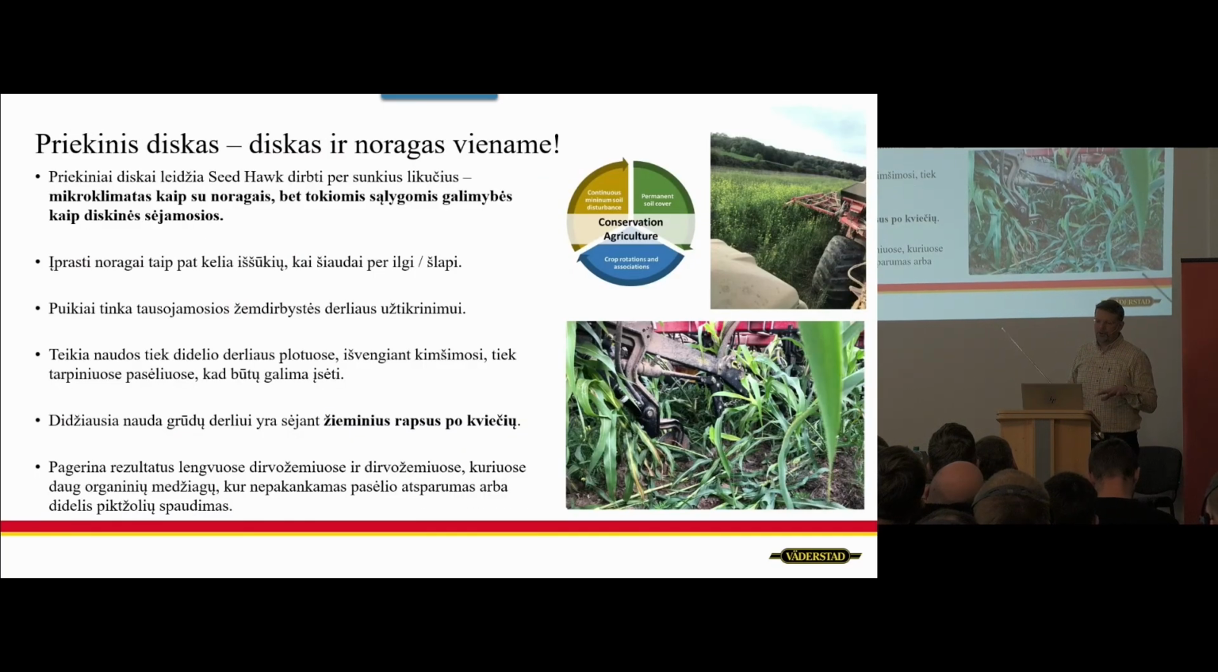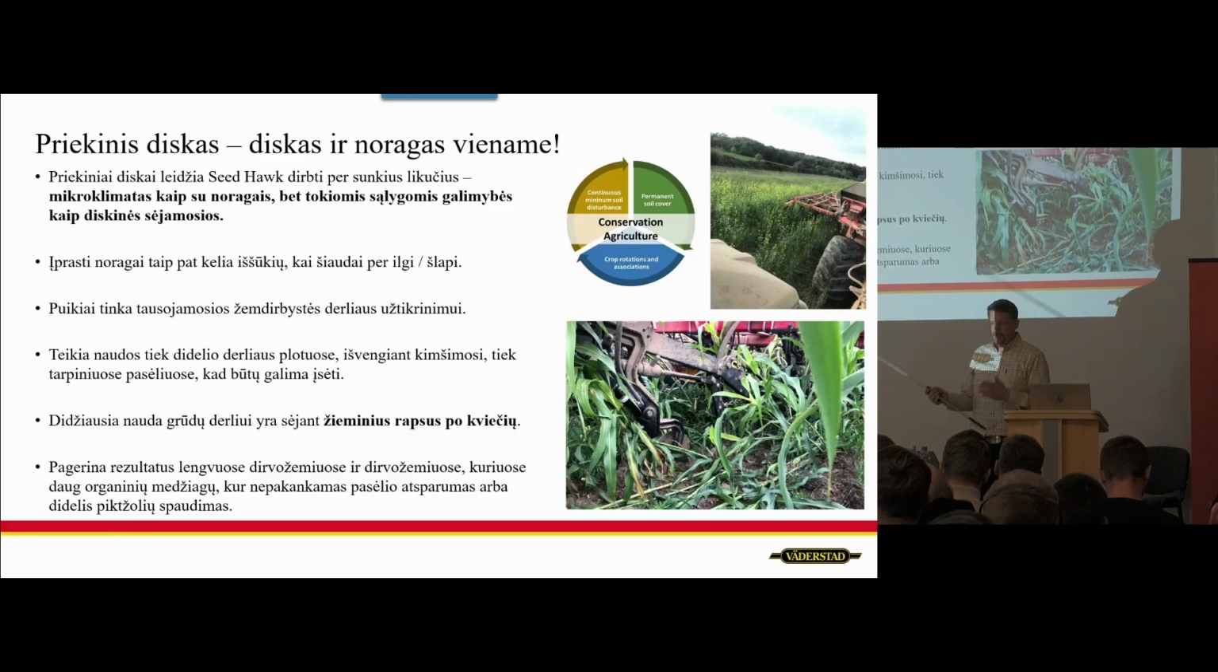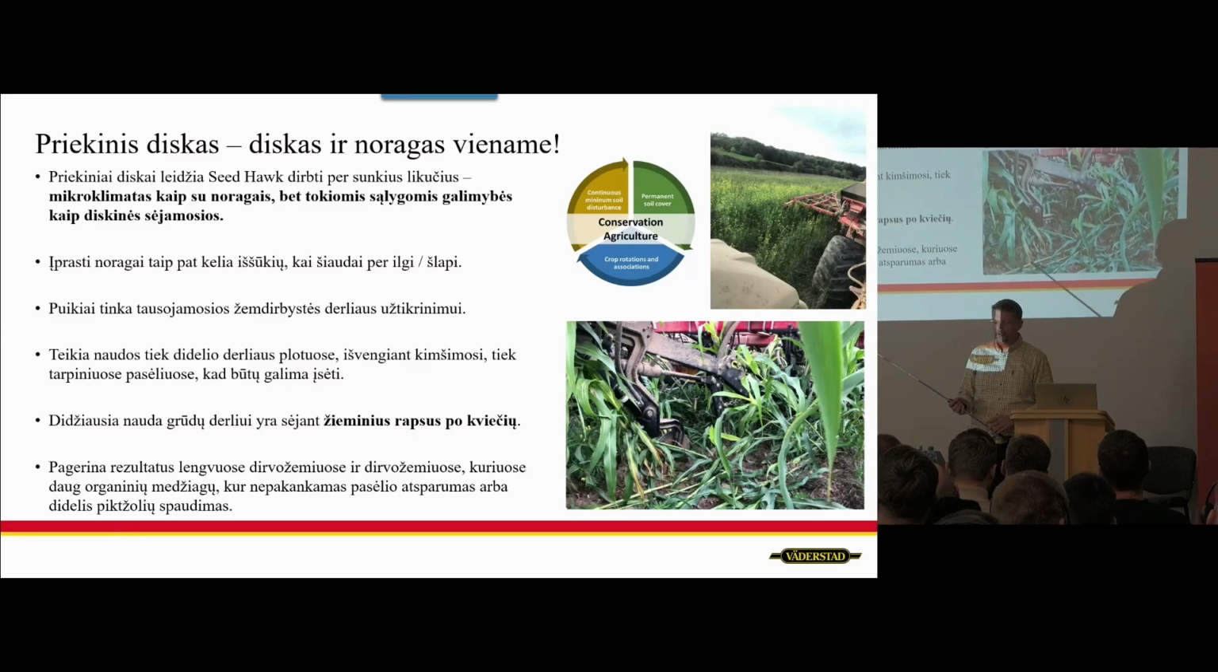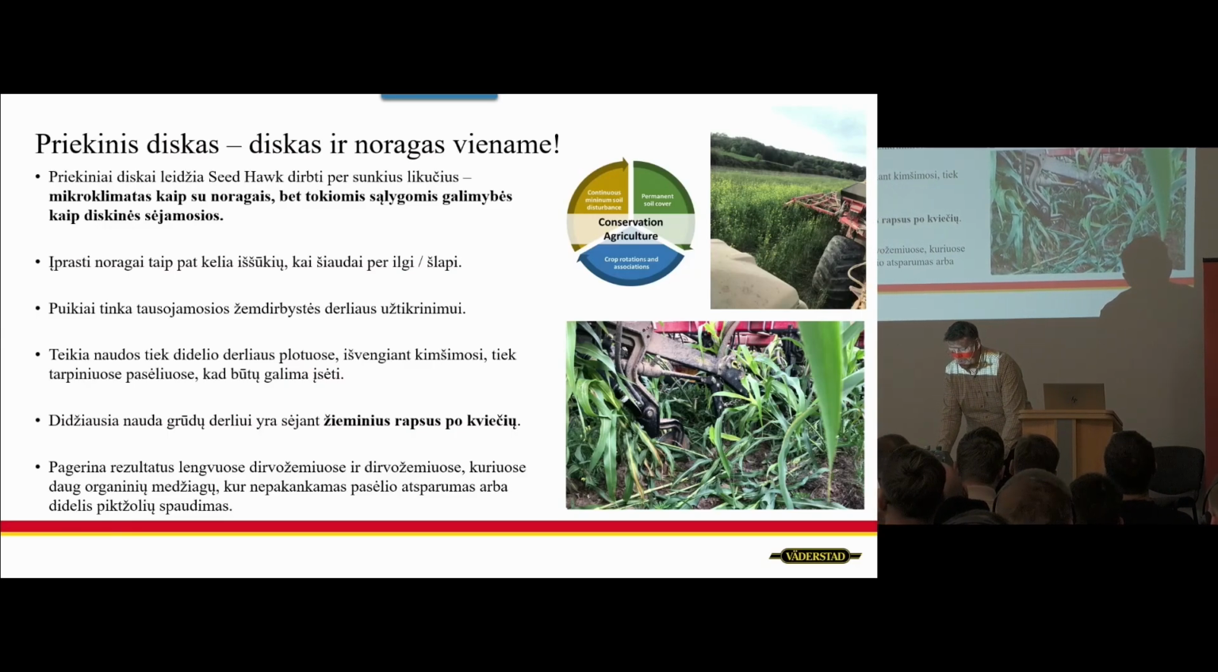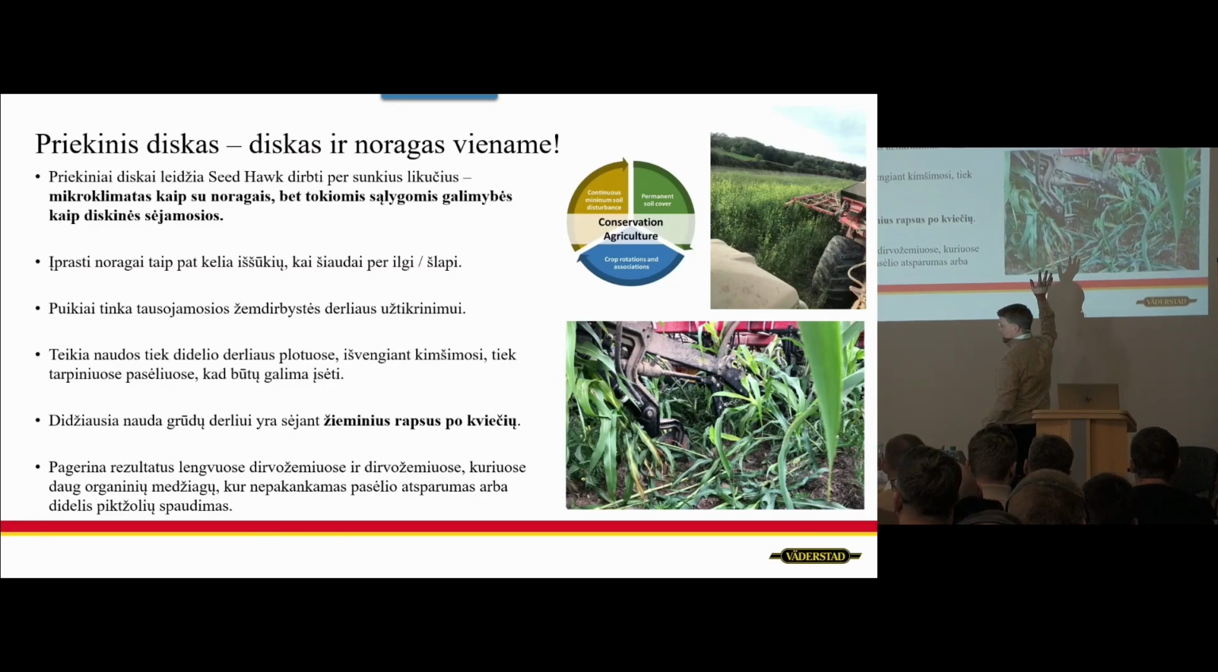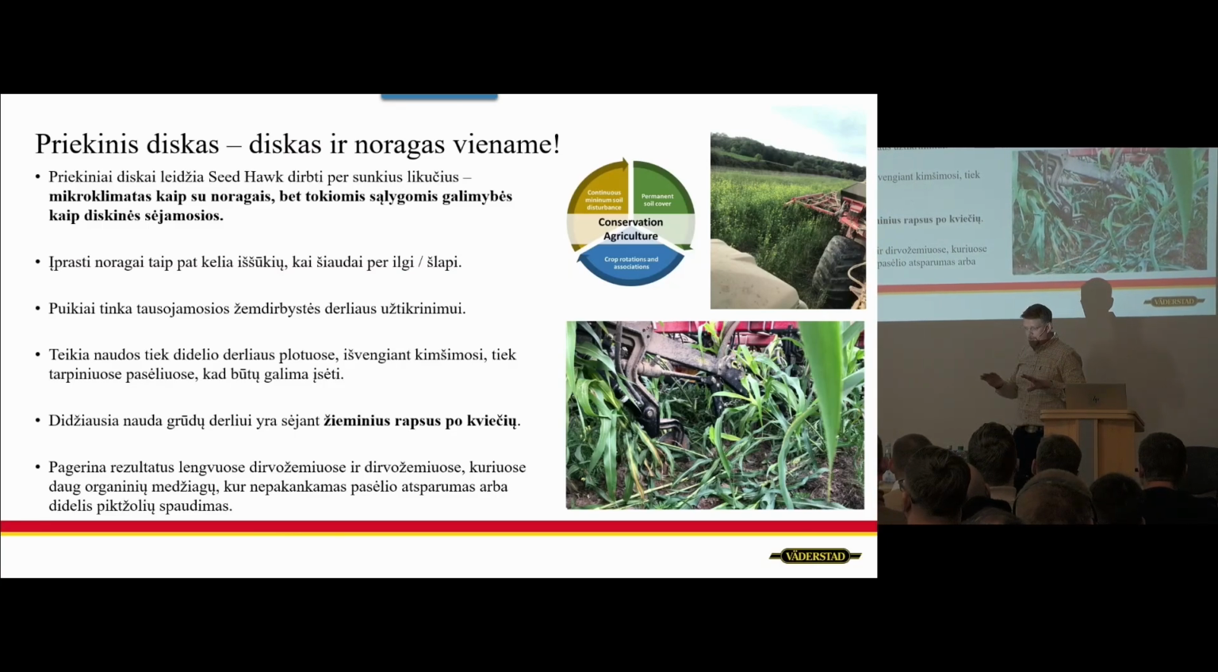New for the SeedHawk now is also the front disc. So the front disc gives a little bit of the benefit of a disc also with a tine drill. So you can enter in basically everything. As you can see here, this was a mixture with different cover crops, including maize and sunflower, I don't know what, drilled into it without any problem at all.